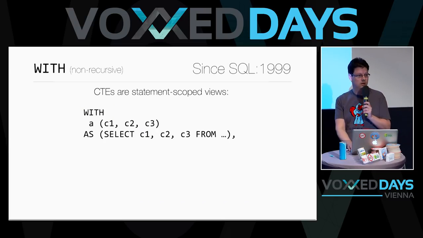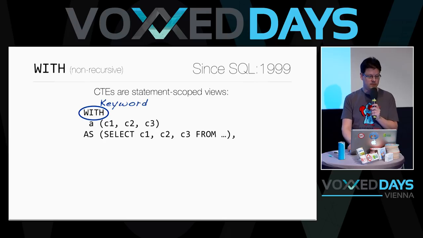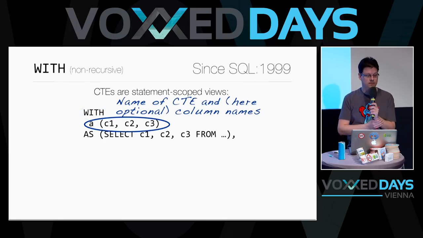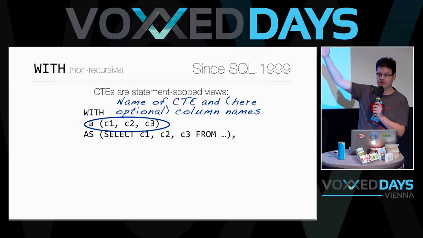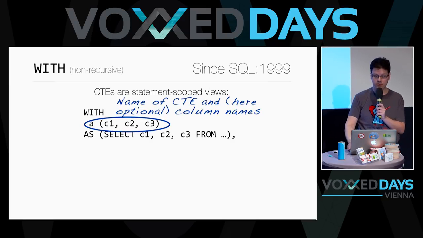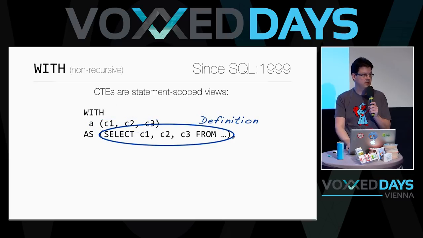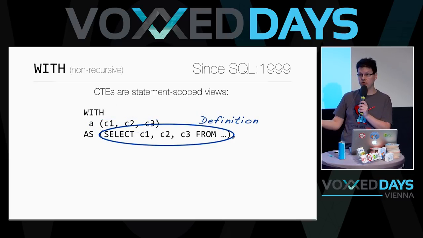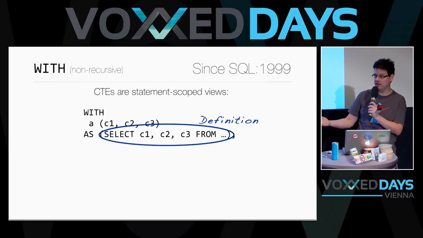But the with clause offers you another way to structure complex SQL statements. So with is indeed a new keyword. It follows a name of a statement scoped view, which I took A in this case. It's really just a statement scoped view. And you can also specify some names for the columns that view is returning. And then you provide a definition in terms of a select statement, like a view definition. It's really very much like a view, just that it's not persisted into the database and not visible to other people, just to one statement.